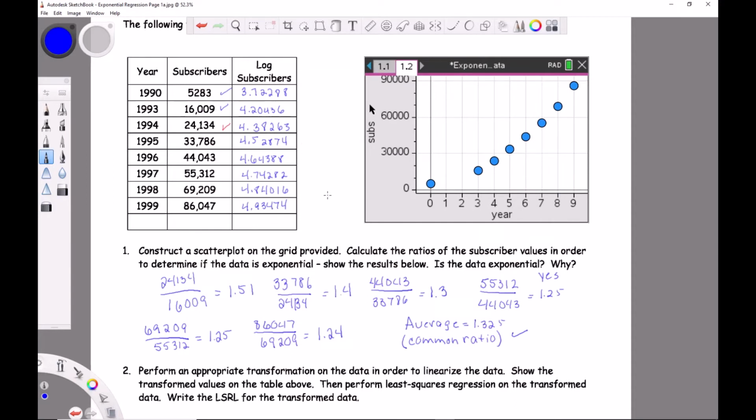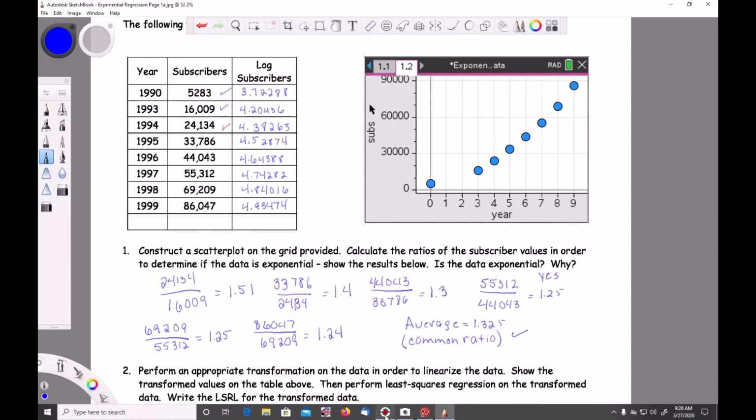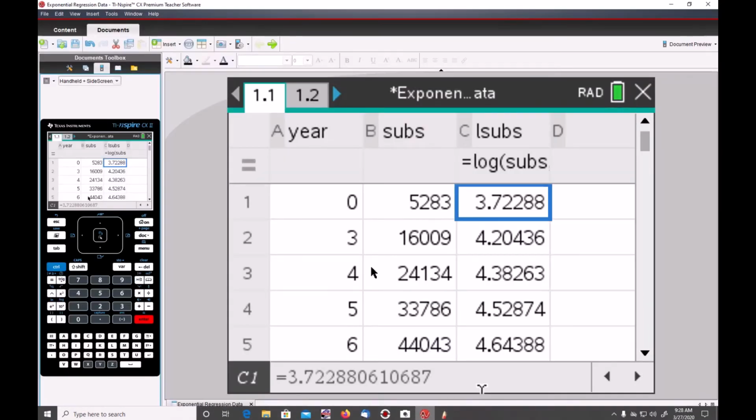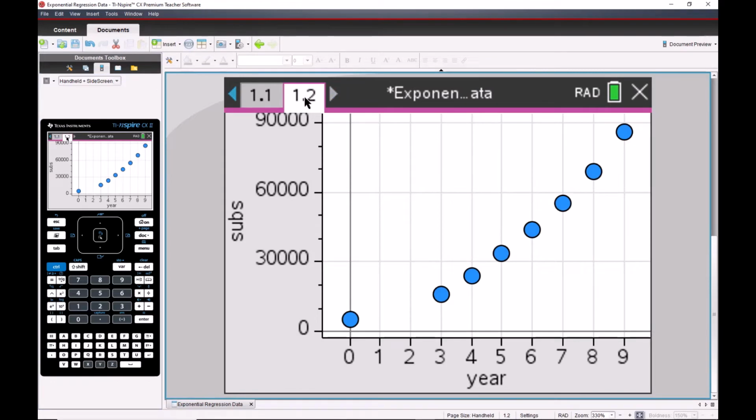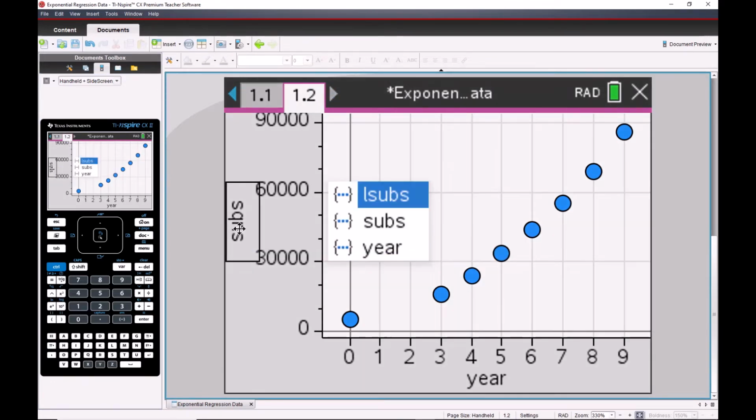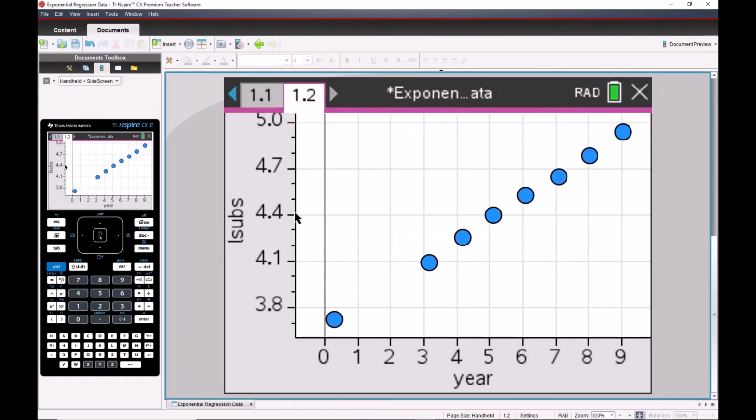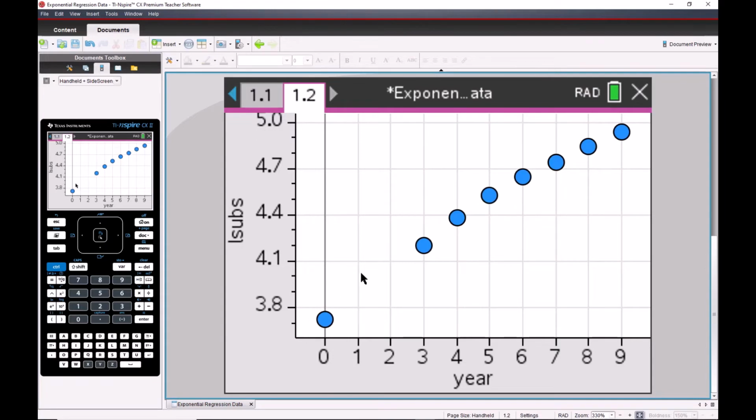And so what good was doing all of that? Well, if you go back to your calculator and go back to your scatter plot, let's change number of subscribers to the log of the number of subscribers. It got pretty straight. Now, I know it's got a little bit of a bend here, but this is straight enough for us to go ahead and do linear regression on it. So that's what we need to do.